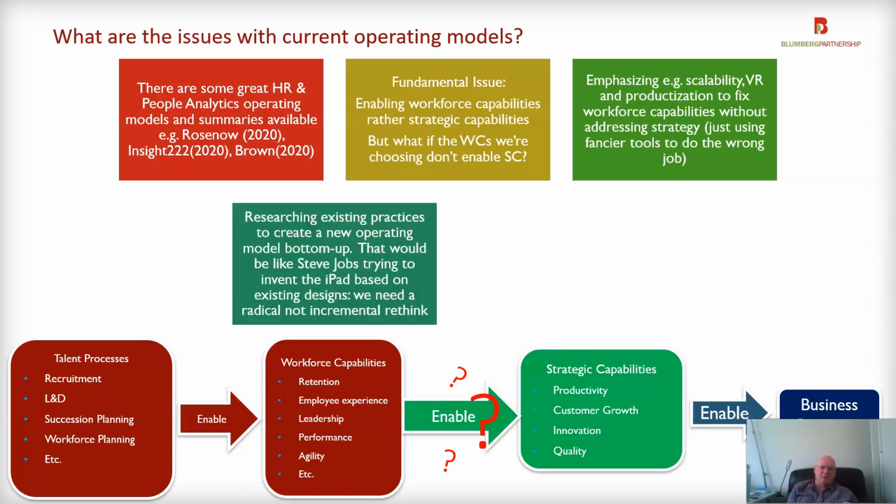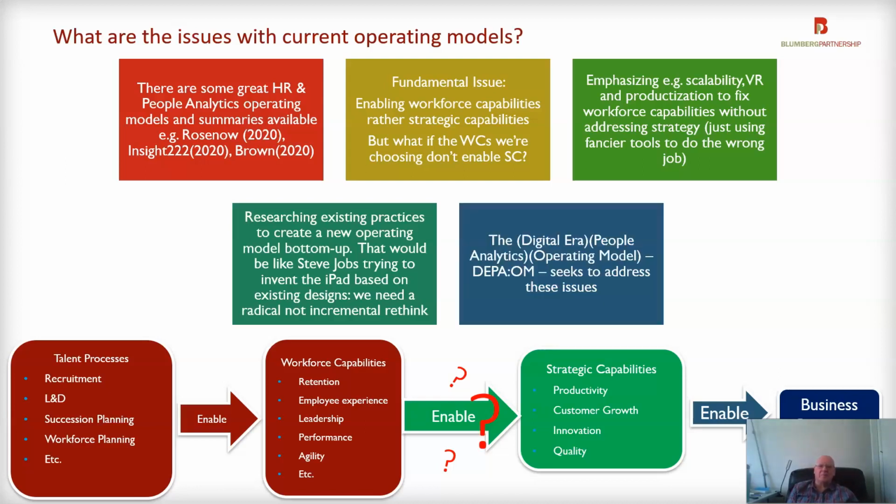Another limitation of current models is that many of them are based on research of existing people analytics practices. Now, as you know, if you develop something incrementally from the way people are doing it today, you're not creating the fundamental change that we need, which is a fundamental change to look at strategic capabilities. And that is an issue, that using research-based incremental design of operating models is not going to do the trick. That's like Steve Jobs trying to incrementally invent a tablet computer looking at what's going on in the market. He just couldn't have done it, as I'm sure many of you know.